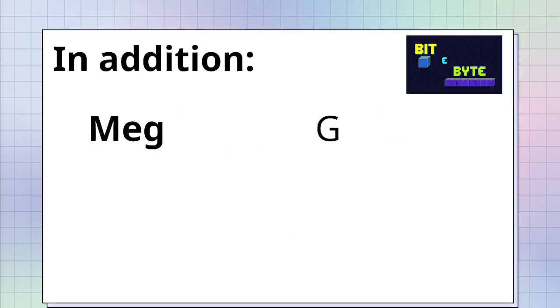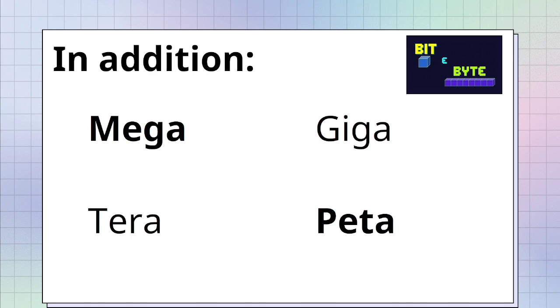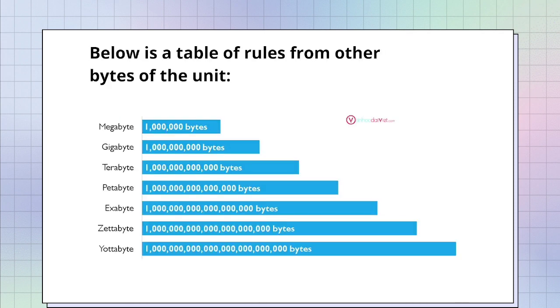In addition, we also use other prefixes such as mega, giga, tera, peta, etc. to represent multiples of bits and bytes. To help you understand better, below is a table of conversion rules between the units.